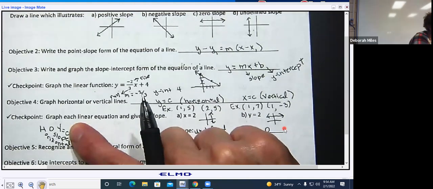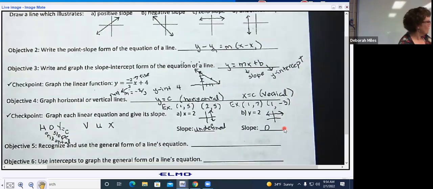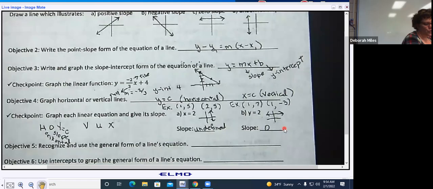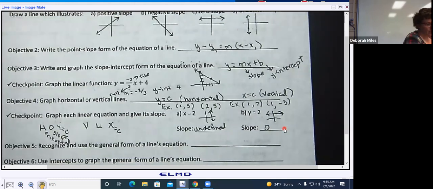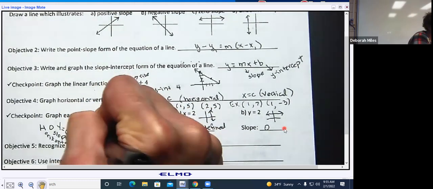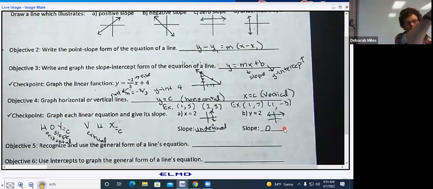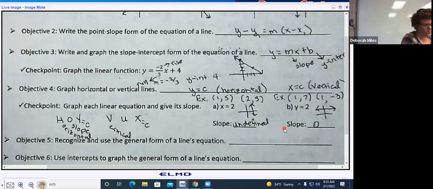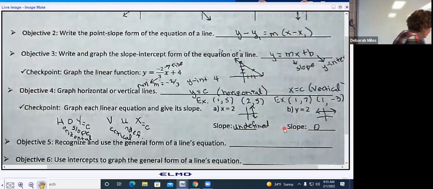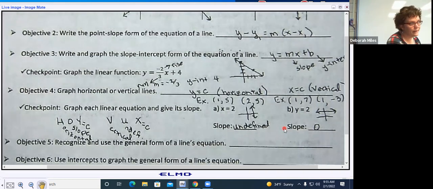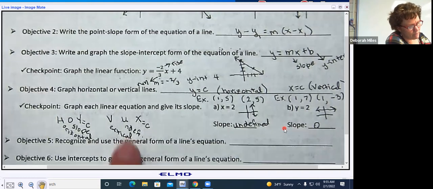And then my other acronym, VUX, stands for when x is a constant, you have a vertical line. And what do you think that U stands for? Yeah, undefined slope. I prefer that things make sense, but if you panic on a test and nothing is making sense, then reach back and pull out HOZ and VUX. It works.